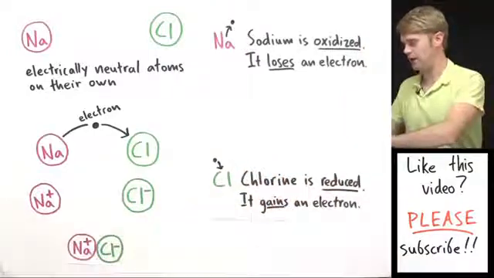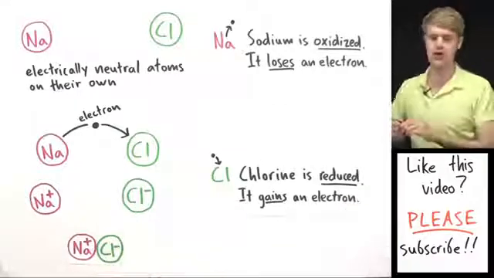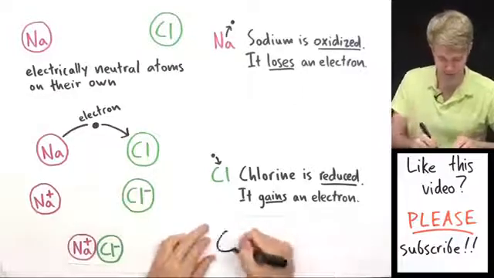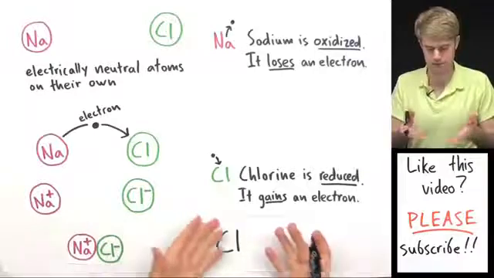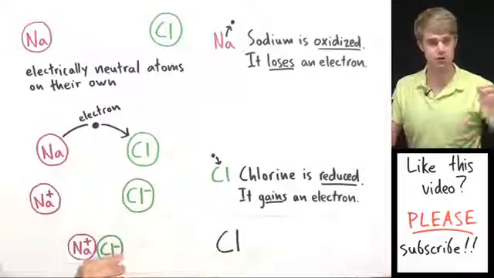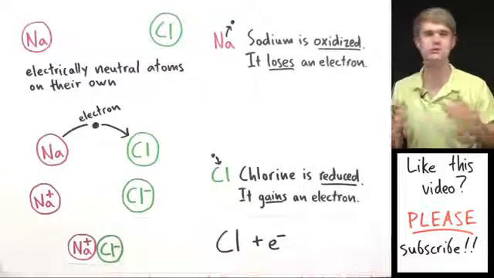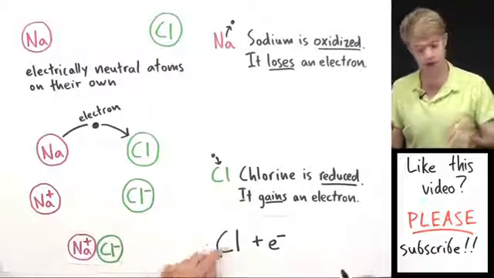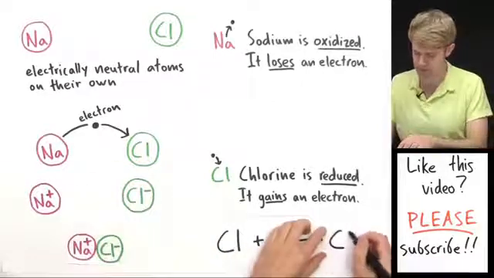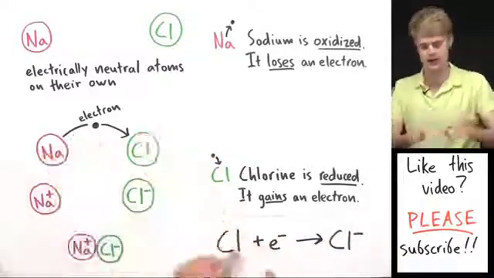So let's start out here with chlorine. I want to write a chemical equation that shows the reduction of chlorine. So I'm going to start out with Cl here. This is neutral chlorine. It doesn't have any charge. And then it receives an electron. So to write an equation for that, I'm going to write plus e minus. e minus is a symbol we use for electrons. So Cl, neutral chlorine, plus 1 electron gives me Cl 1 minus. So this is the equation for the reduction of chlorine, for chlorine gaining this electron here.